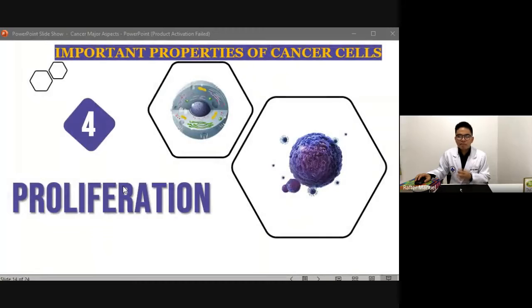The fourth important property of cancer cells is proliferation. You see, the cancerous cells can multiply from one place to another, which makes them dangerous. Not just because they can move from this region of your body to this region of your body, but they also invade tissues and produce tumors in different regions of the body. This property is what we call metastasis.